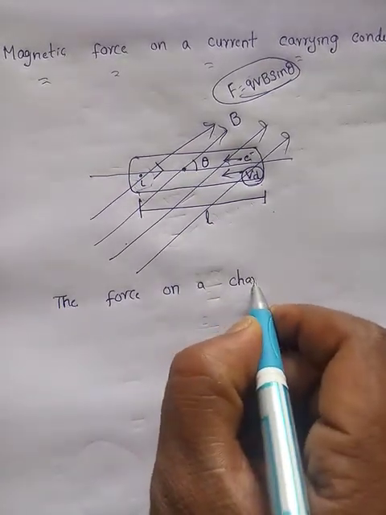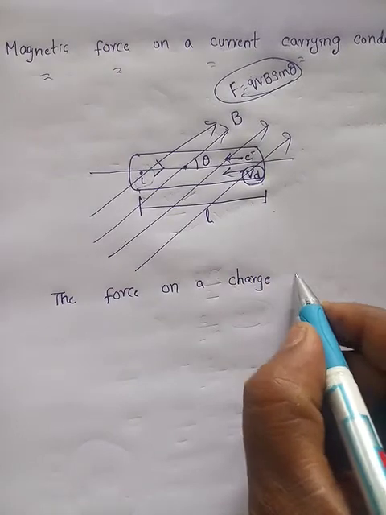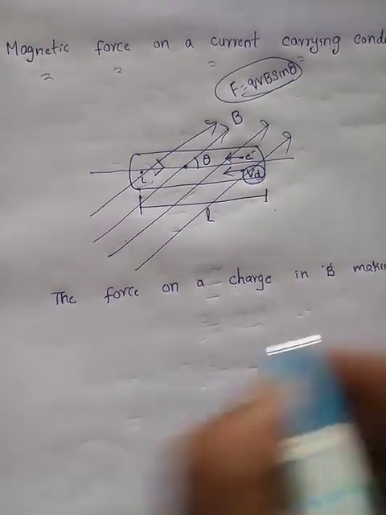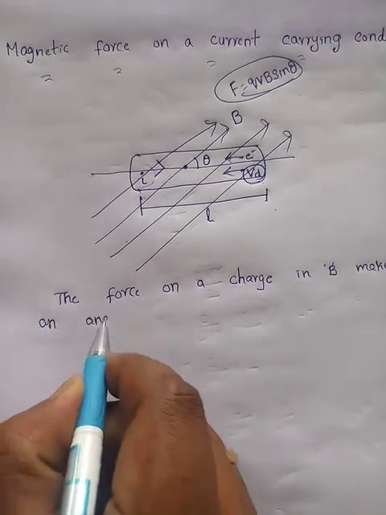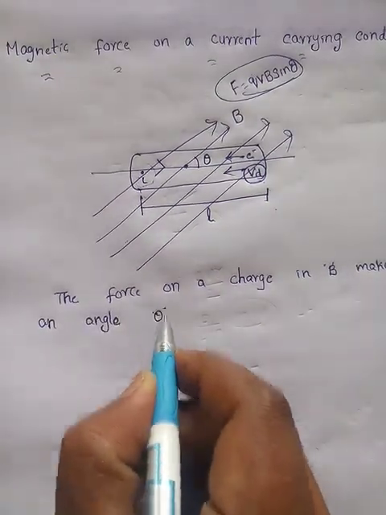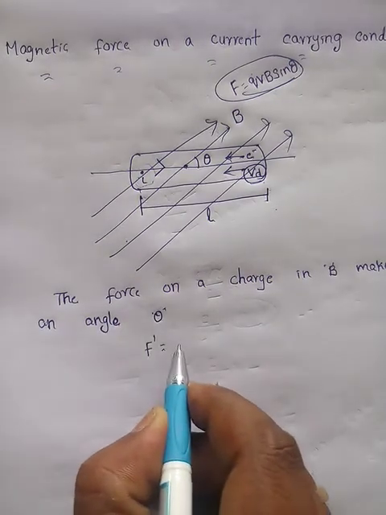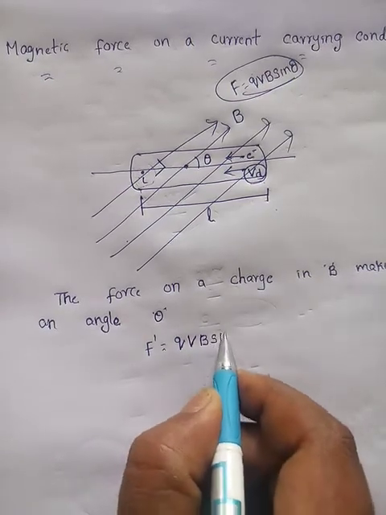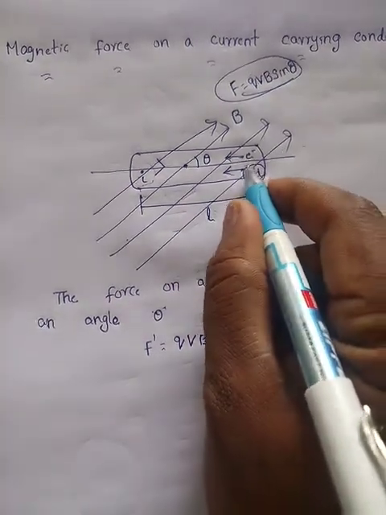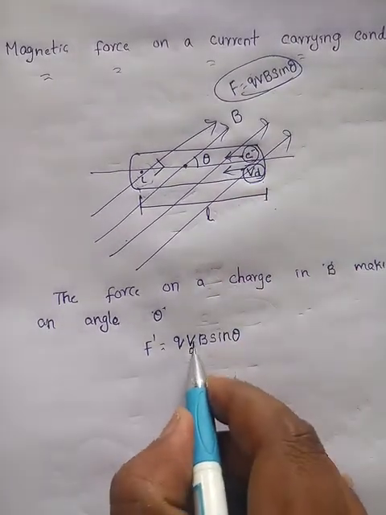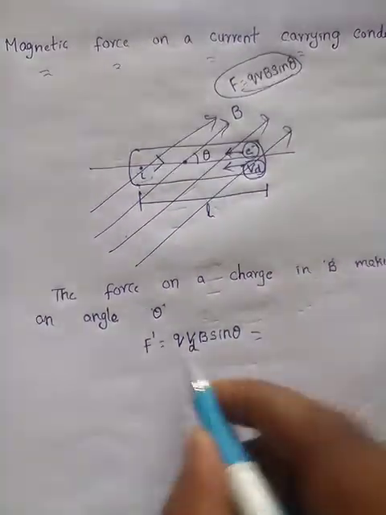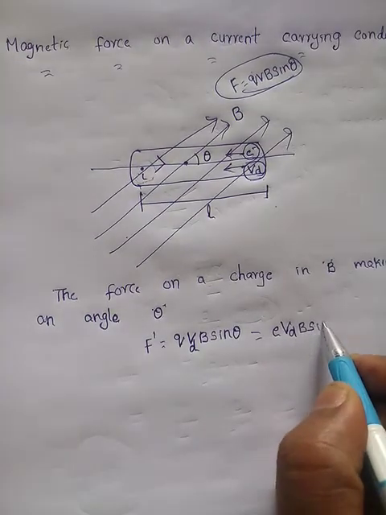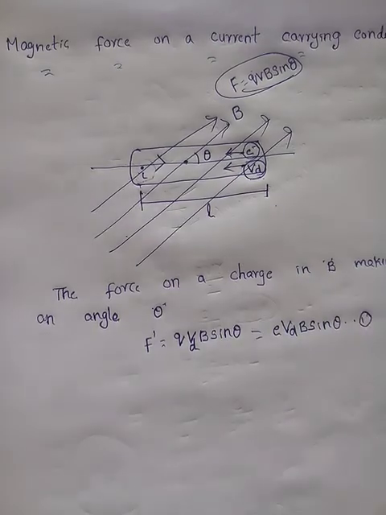first we will consider the force on a charge in a magnetic field making an angle theta. So, what is the force on each charge? Let us assume that F dash is equal to QVB sin theta. Here the charges are moving with what velocity? Drift velocity Vd. What is the charge moving here? Electron. So, F dash is equal to eVd B sin theta. This is the force on one charge.